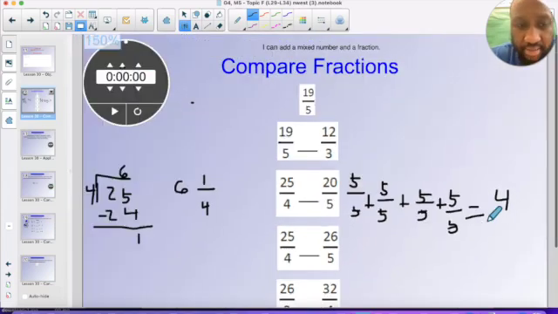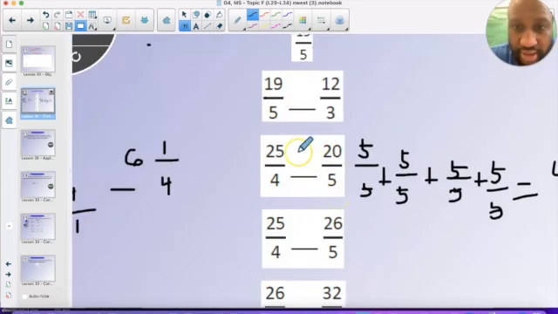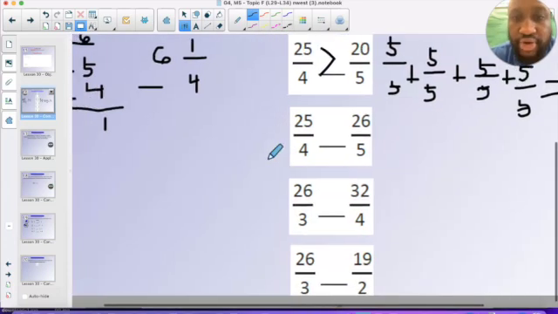Remember, when we compare mixed numbers, we're looking at the whole number first. So I have 6 wholes here, and I have 4 wholes here. As long as I'm aware 6 is greater than 4, I go ahead and say this one, 25/4, is greater than 20/5. Moving on to the next one.